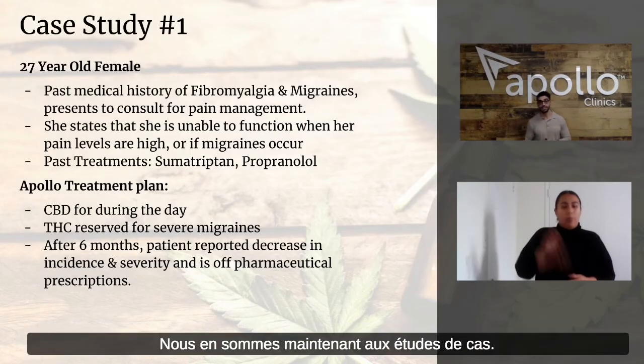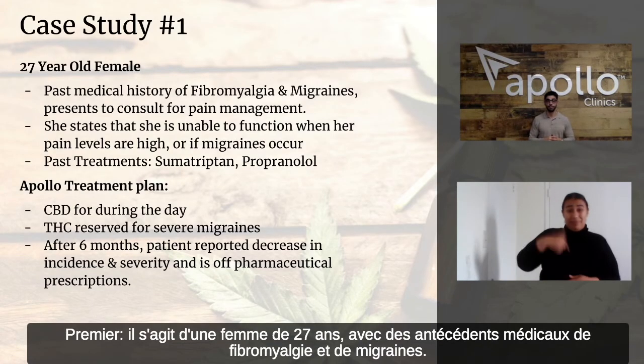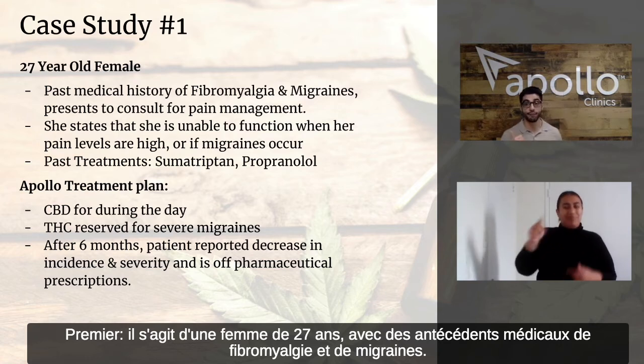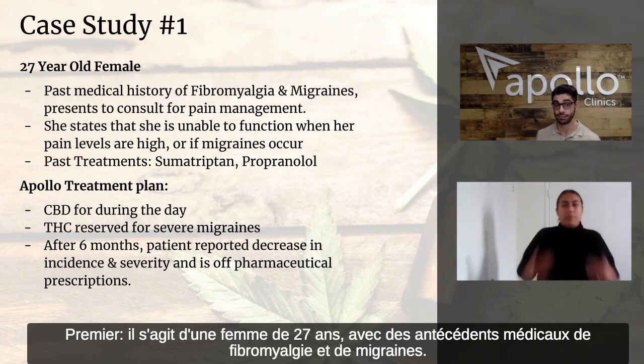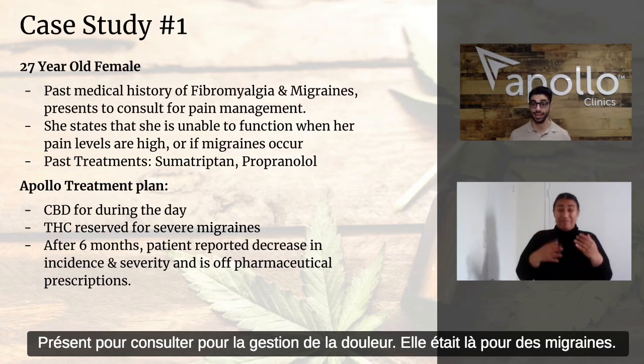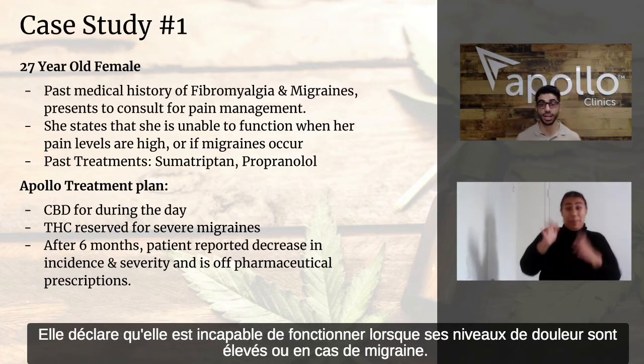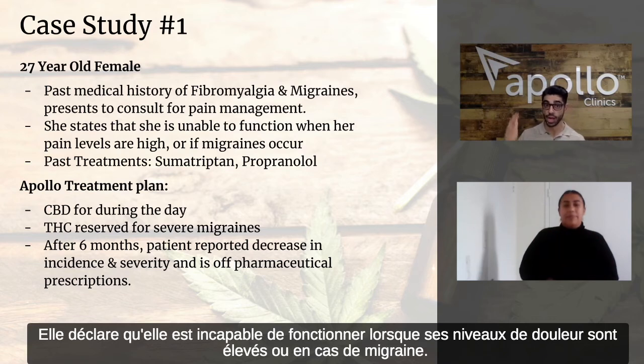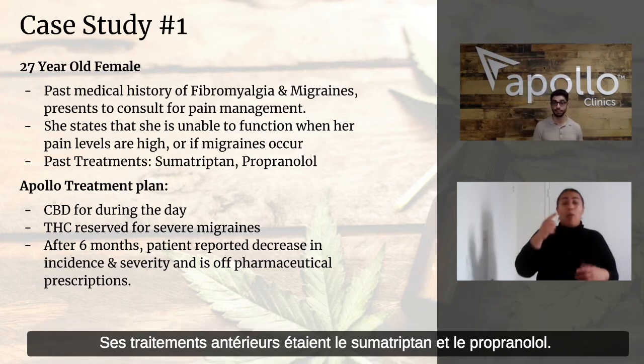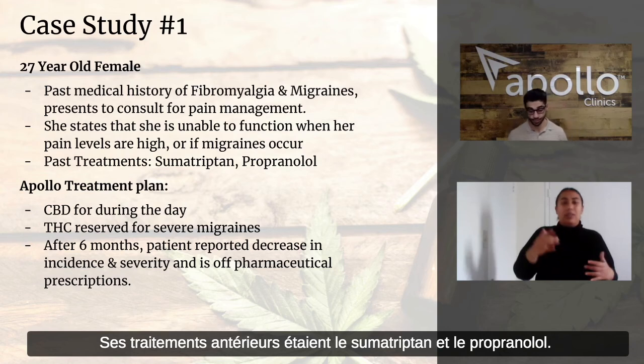We've got to the case studies. First one. This is a 27-year-old female with a past medical history of fibromyalgia and migraines. Presents to consult for pain management. She wasn't here for the migraines. She states that she is unable to function when her pain levels are high or if her migraines do occur. Her past treatments were sumatriptan and propranolol.